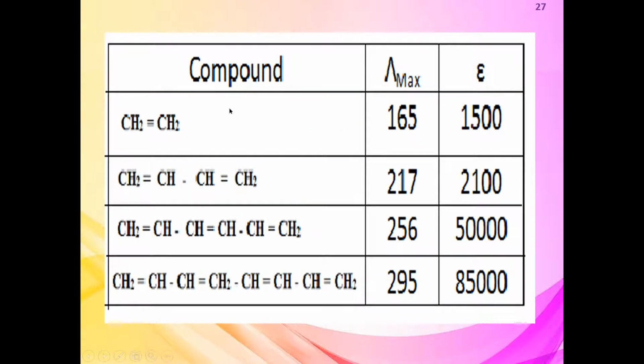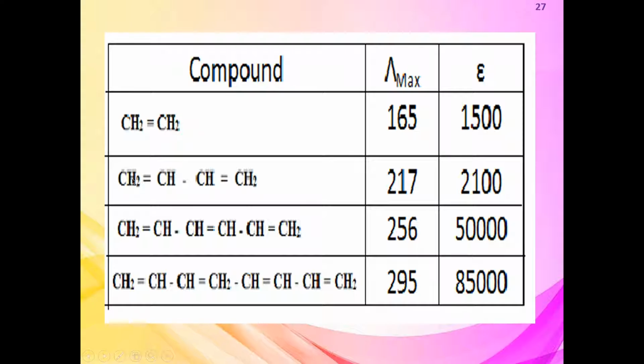Okay, so with this knowledge, now we shall take up some individual compounds. Look at this. It is ethylene, which has only one pi bond, and it has pi electrons. Due to this, this molecule will exhibit a pi to pi star electronic transition, and this transition occurs at a wavelength of 165 nanometers. See the value, 165 nanometers with an epsilon value of 1500.